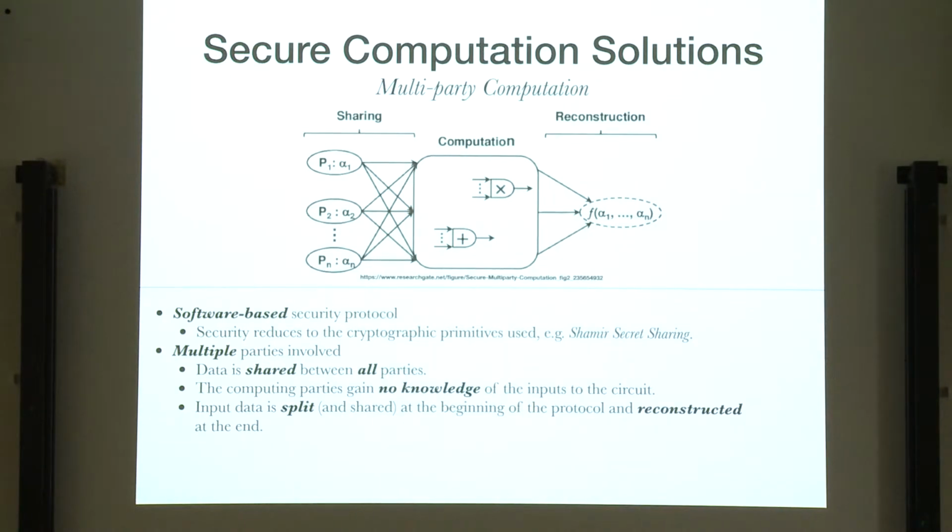Obviously, there are multiple parties involved, and data is shared between all the parties. The computing parties gain no knowledge of the inputs to the circuit, where the circuit is an actual computation. And when you hear the word circuit, I want you to think of a program or logic flow. The input data is split and shared at the beginning of the protocol and reconstructed at the end. So if you can see in the diagram here, at the very beginning, Alice splits up a secret piece of data, usually some plain text. She splits it up and distributes it to multiple parties.